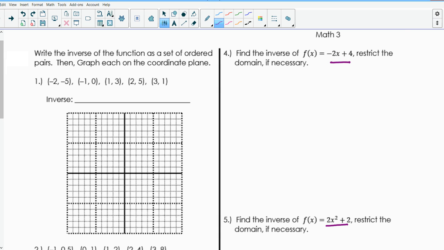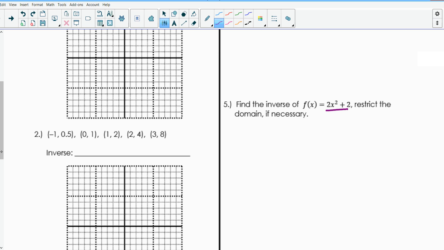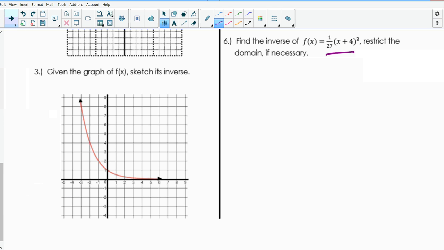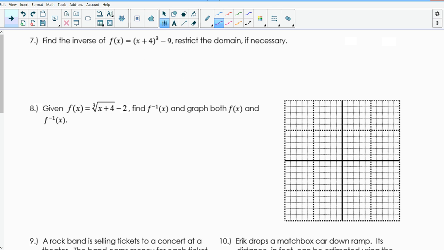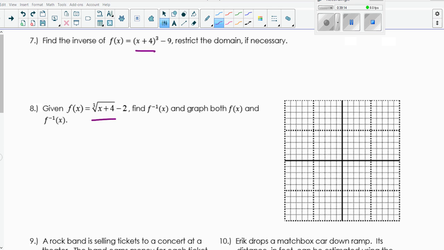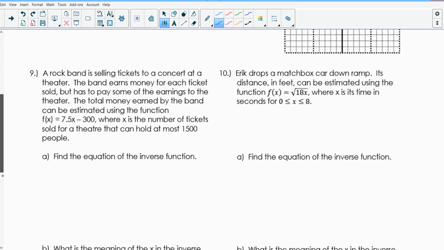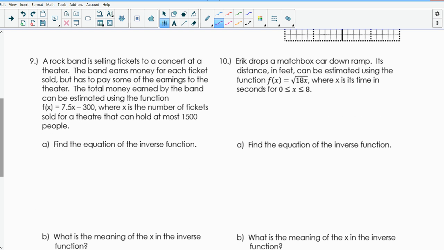The only time that you need to restrict the domain is when it's a quadratic or if it was raised x to the fourth. Okay, otherwise you don't need to. You have a cubic that you'll have to find the inverse of. Okay? You have to find the inverse again of a cubic, a cube root. And then you get into some of the word problems like what we just did, and they should model pretty closely. Okay? All right, great.